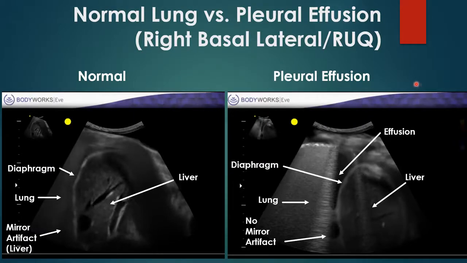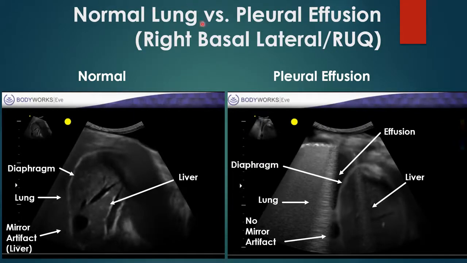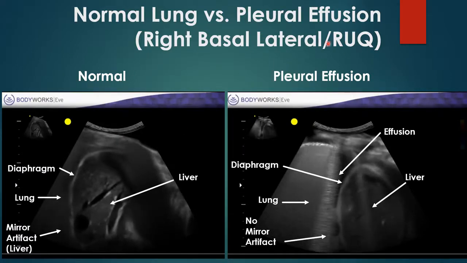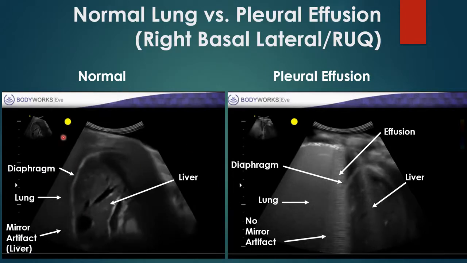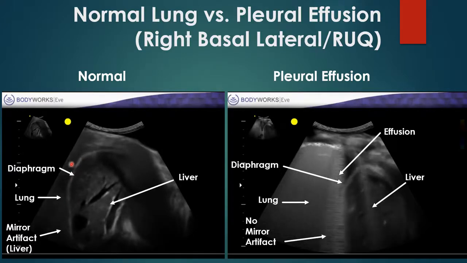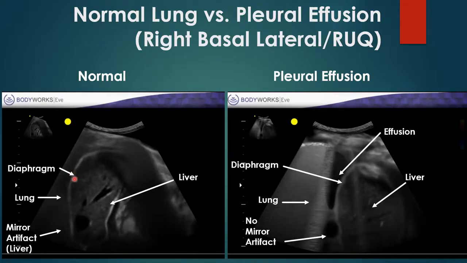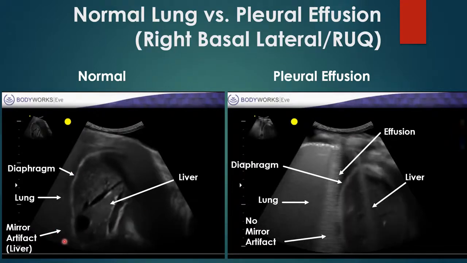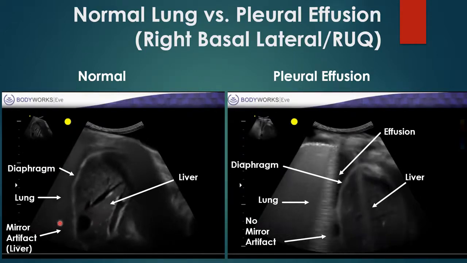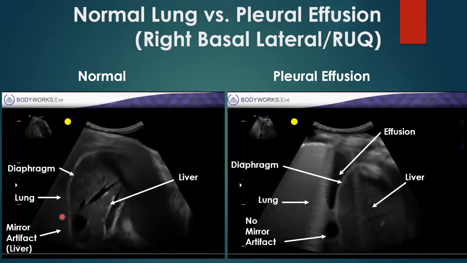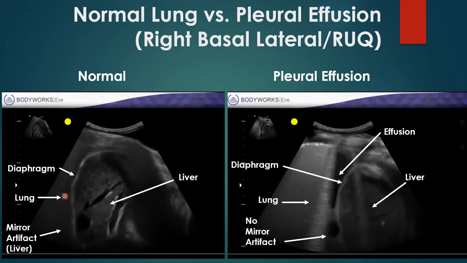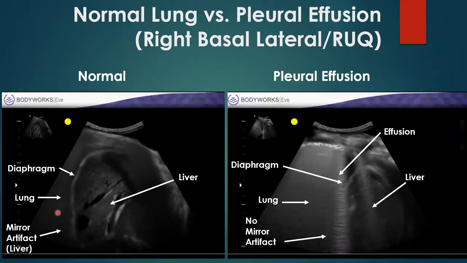Then if you're looking at consolidation versus effusion, normal lung, this is actually in the right basal lateral or the right upper quadrant imaging. You've got the probe way down in the right lateral base position. So you've got lung here, you've got diaphragm, and you've got liver. And typically the sound wave is going to bounce off the diaphragm into the liver, into the lung, which is not going to reflect anything, and then you're going to have some mirror artifact of the liver that's going to transmit back up to the transducer, and you're going to get this mirror artifact.